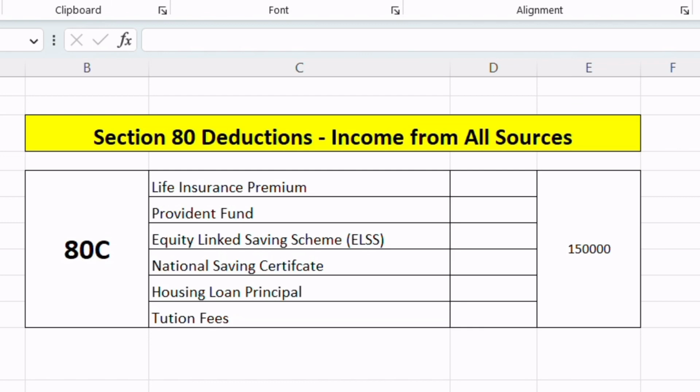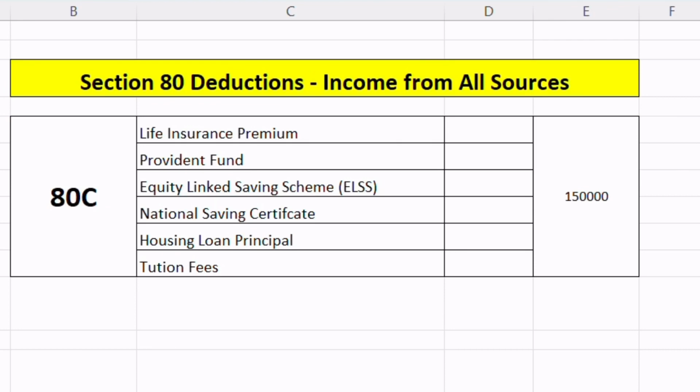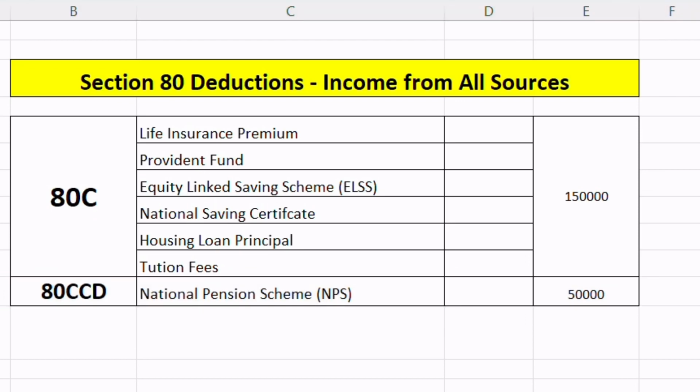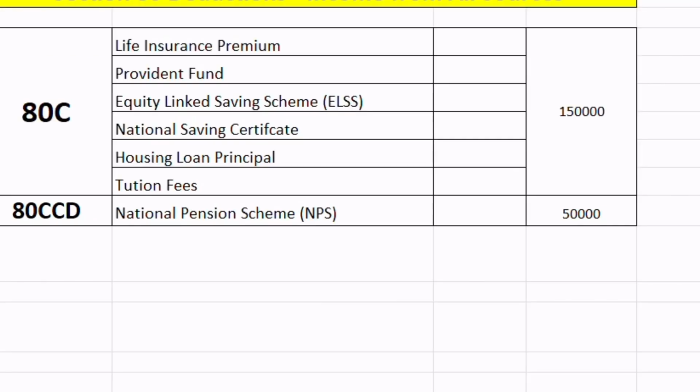An assessee can choose any of the above options, but the combined limit of deduction available under this section is a maximum of 1.5 lakh. So even if you spend more on one or more of the products, the maximum deduction that you can claim is 1.5 lakh only. 80CCD, National Pension Scheme. A pension plan taken under this section gives an additional deduction of 50,000 over and above the 80C limit of 1.5 lakh.